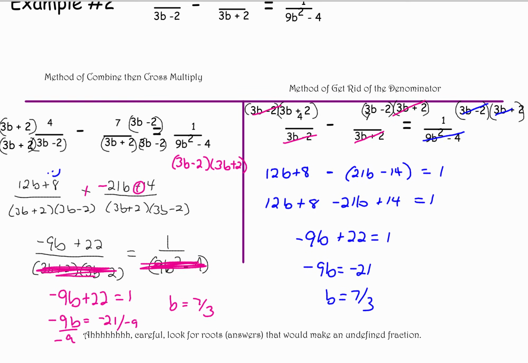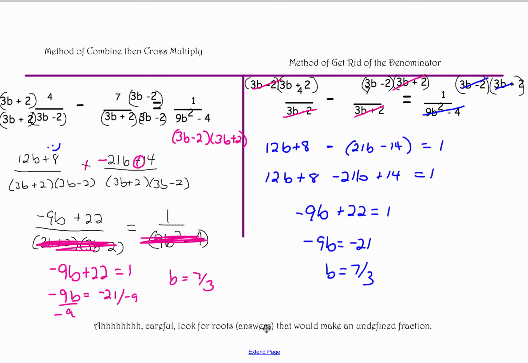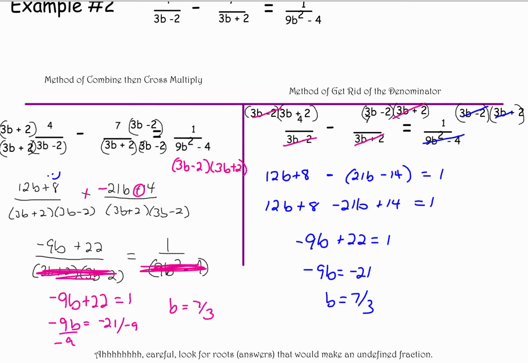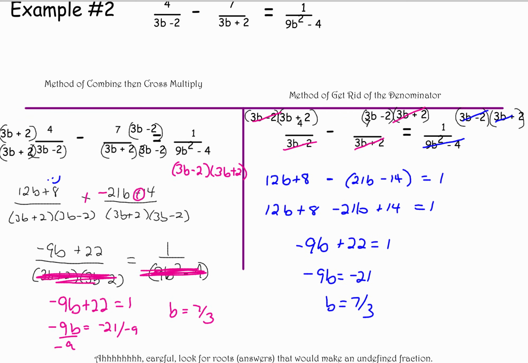Now, what's this thing down here? Carefully look at your answer. Is 7 over 3 a viable answer? In other words, we always have to check. So if I put 7 over 3 in for b, would I ever get a 0? Nope, I get a 5 here. Nope, I get a 9 here. So it's good. So this is a good answer. It's not an extraneous root, extra root as we would call it.